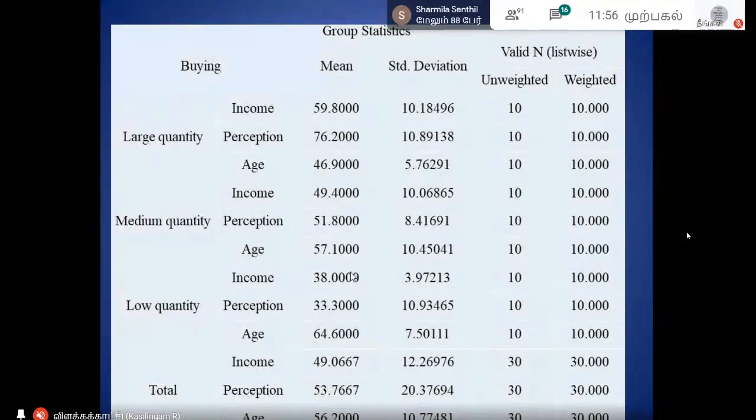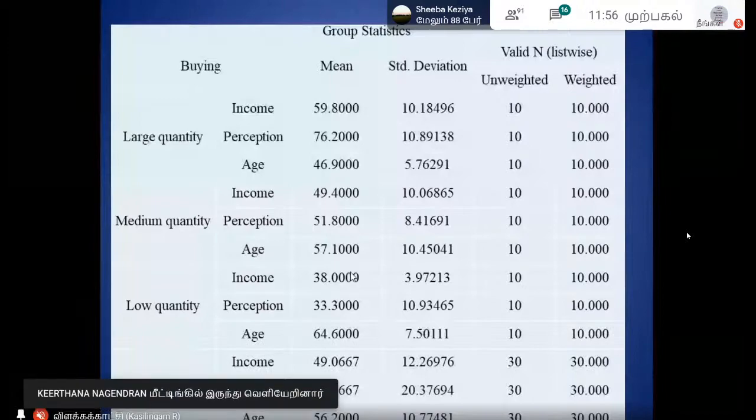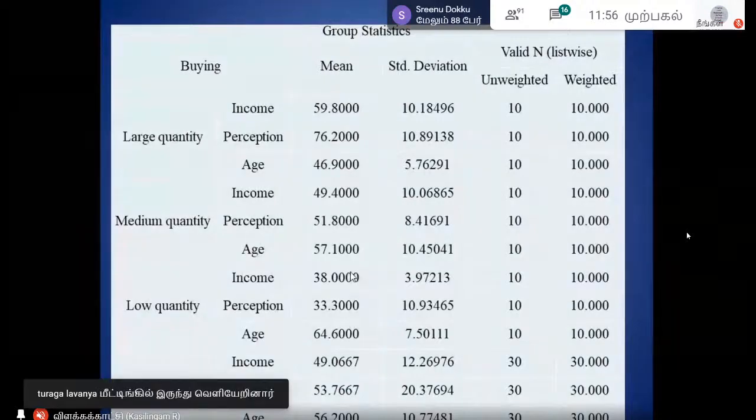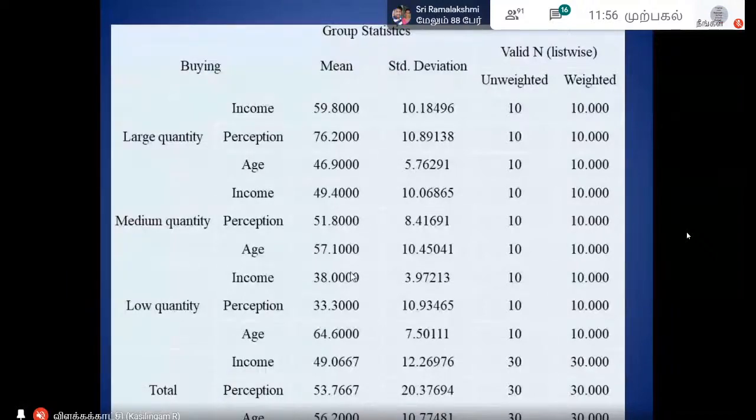Though there is a difference, now you need to understand one thing. In a discriminant function, what have we done? We have put the dependent variable as category and the independent variables as metric. In ANOVA, what will we put? Our independent variable is a factor variable, a category. Our dependent variable is metric.